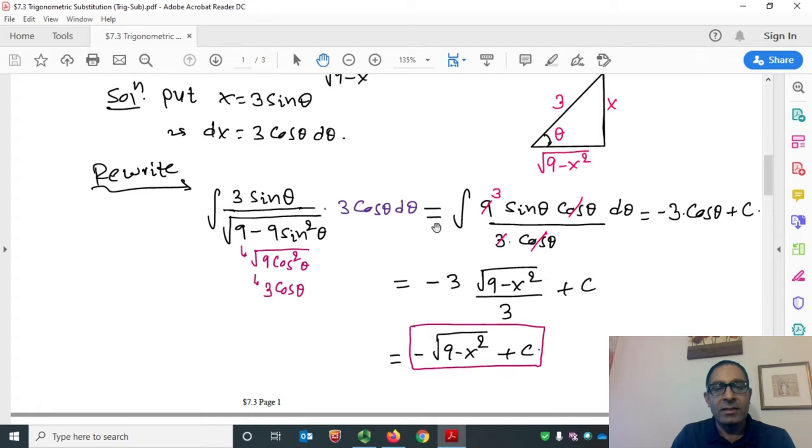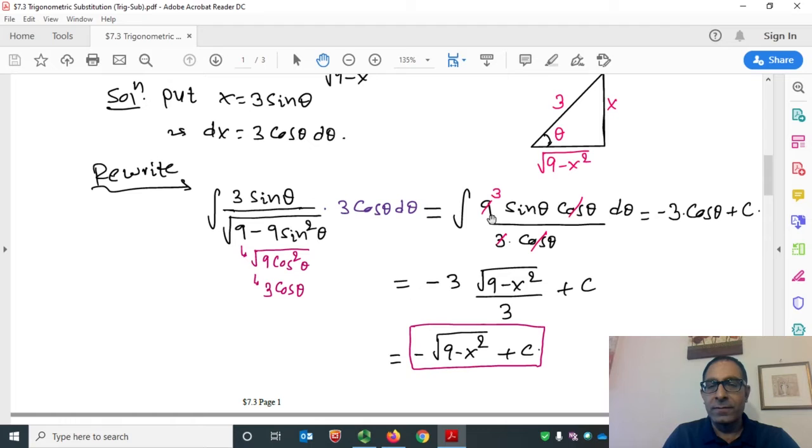So in my next step, I multiplied first. Okay. So in the next step, let's multiply 3 times 3 on my numerator, which is 9. Sine theta as it is, cosine theta as it is, d theta over this 3 cosine theta. Then 3 cosine theta cancels, and 3 cancels 9 three times. So I have 3 sine theta left.